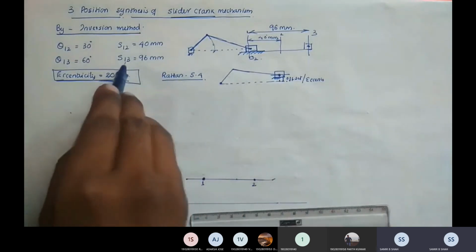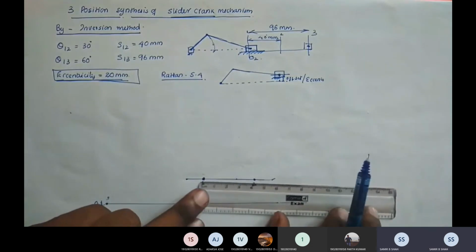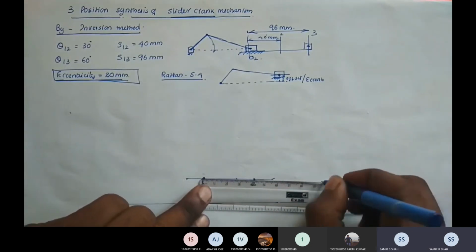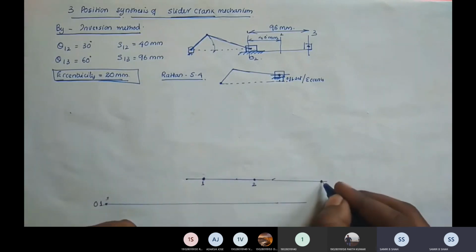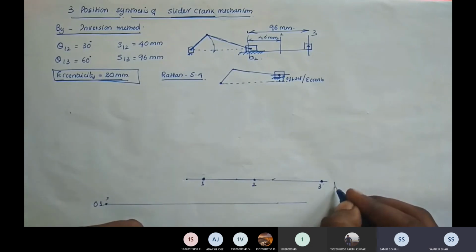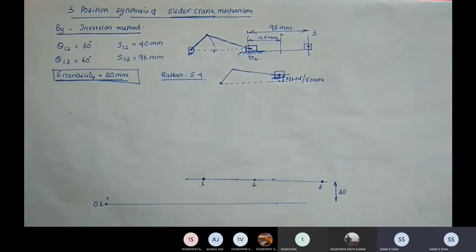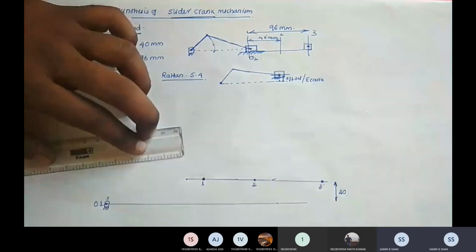Then from first to third position, the slider should displace 96 mm. Hence, I'm going to take 96 mm along this line. This is my third position. This is the offset distance, 20 mm. And this is the position of my fixed link.